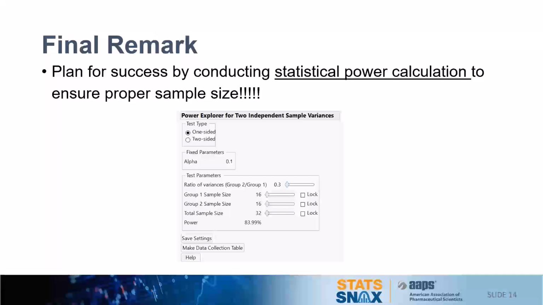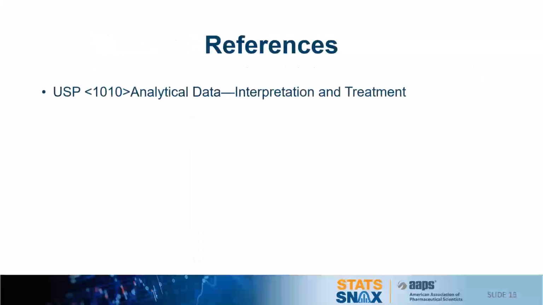As a final remark, whenever you do any statistical test, and this is one in particular, you want to perform what's called a power calculation to ensure you have the proper sample size. Both Minitab and JMP, as I'm showing here, the JMP panel, have programs that will do this for you. If you're not familiar with this, please contact your statistician friends so that you can come up with an appropriate sample size. The reference here is USP 1010, Analytical Data and Treatment.